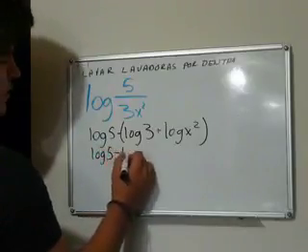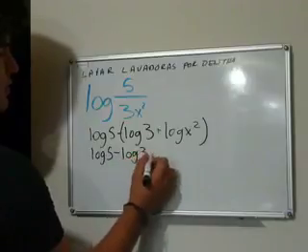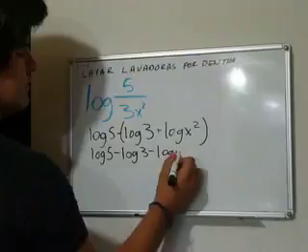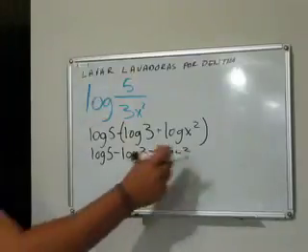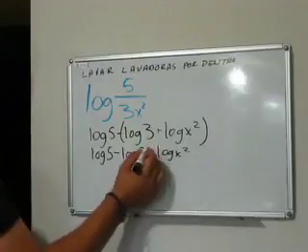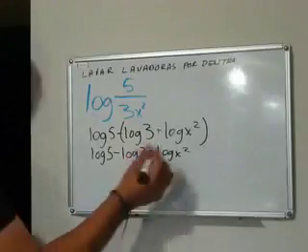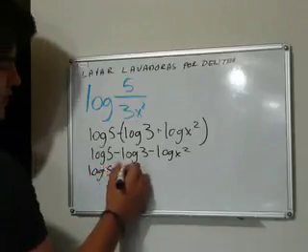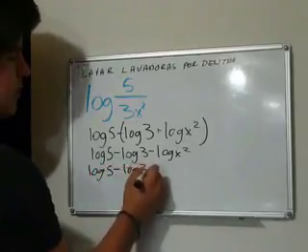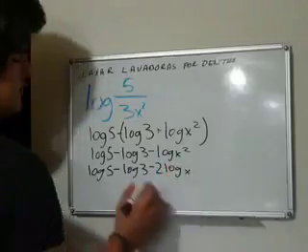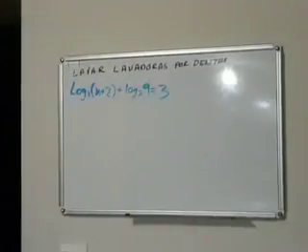So minus log 3, distributed, is minus log x squared. And the final step: if you have an exponent here, you can bring it to the beginning, and it's the same thing. That's the last step to expand. So you end up with log 5 minus log 3 minus 2 log x. This is your final answer.